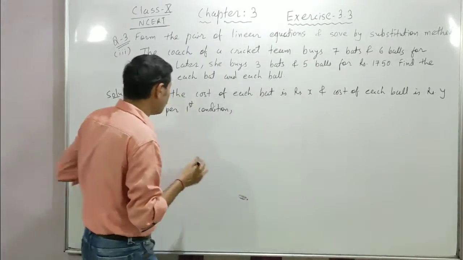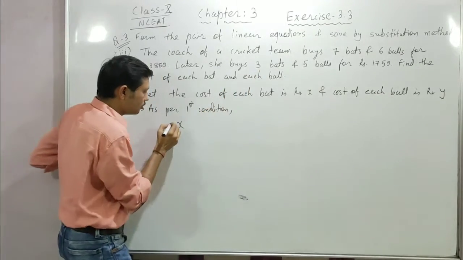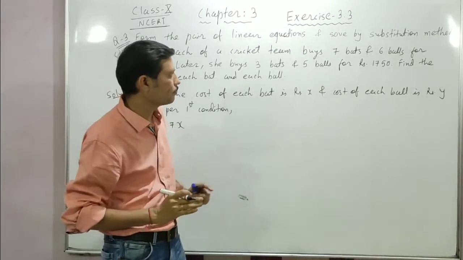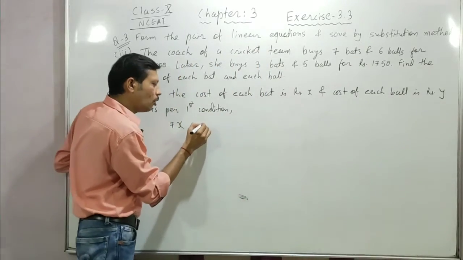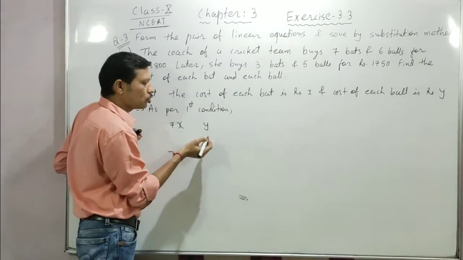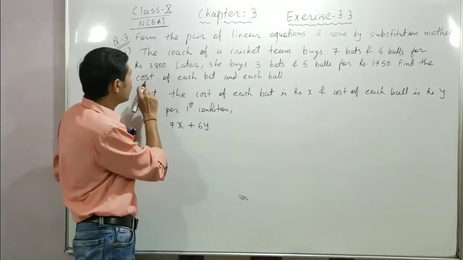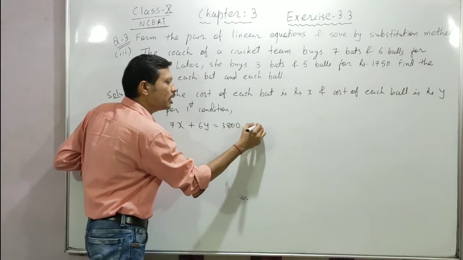Same way here, the cost of 1 bat is x rupees, so the cost of 7 bats is 7 multiplied by x, the total cost of 7 bats. Now 6 balls. The cost of 1 ball is y rupees, so the cost of 6 balls is 6y, and the total is 3,800. It's so simple to make the equation.